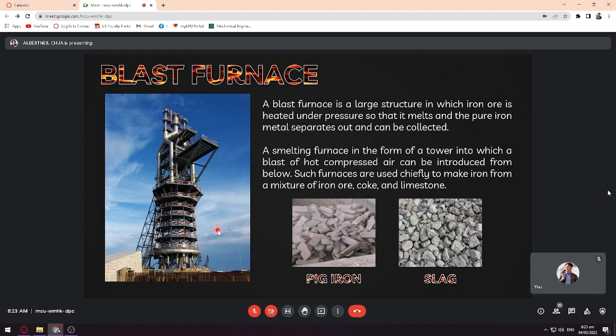In terms of usability, we use pig iron more because it is what we use to produce working steel. The slag is more of a waste type. But actually it is not waste, because it is also used in other forms, such as in pavements and highways. So slag is used in other applications too, but mostly what we turn into steel is the pig iron. I will show you a video regarding the blast furnace.